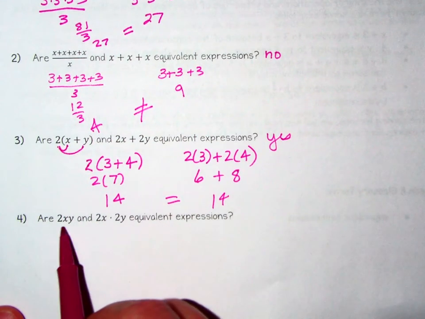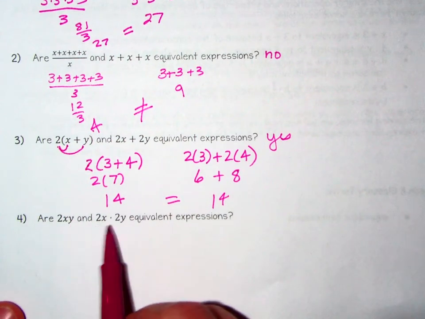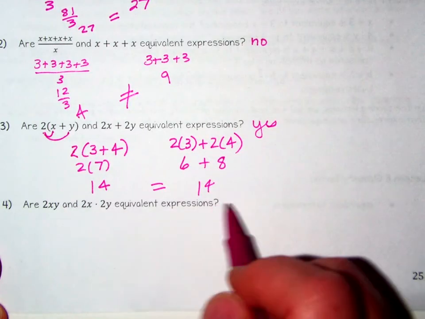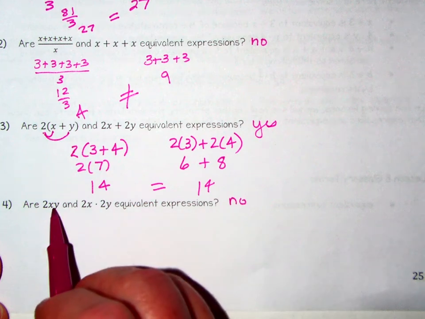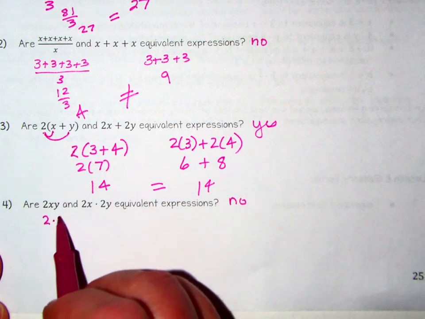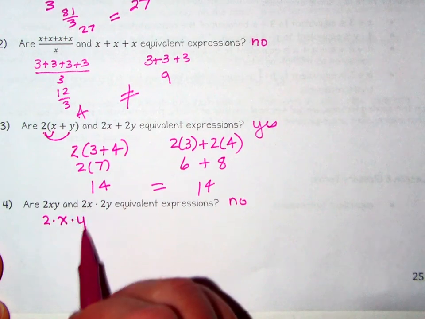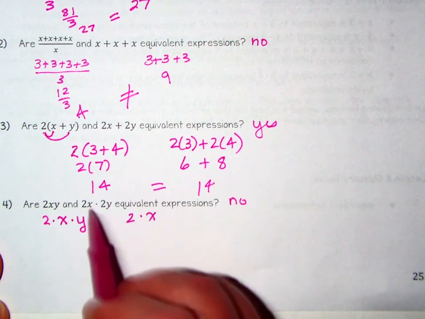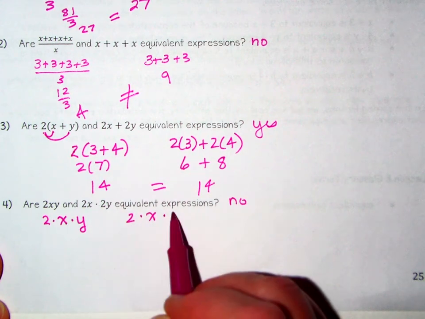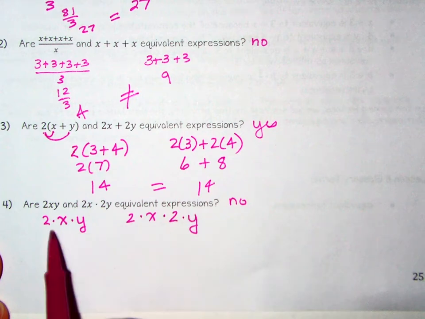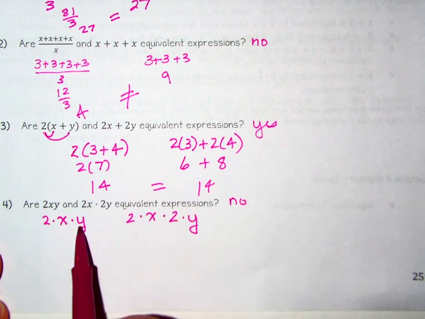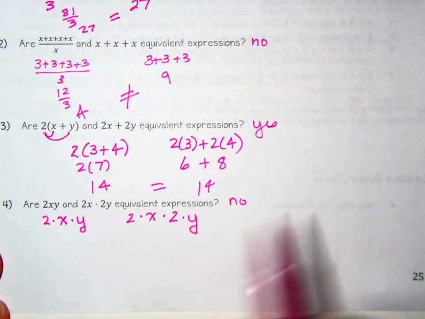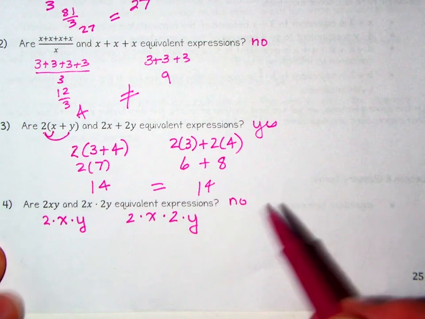And lastly, are 2 times x times y and 2 times x times 2 times y equivalent expressions? And no, I don't think they will be, because 2xy, if I want to write it out, I could say that's 2 times x times y. And over here, the other expression is 2 times x times 2 times y. And what I can see is they are not equivalent. They both have a factor of x and y, but the expression on the left has one factor of 2, and the expression on the right has 2 factors of 2. It's going to actually double it.